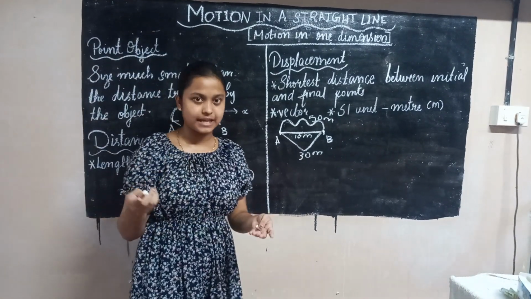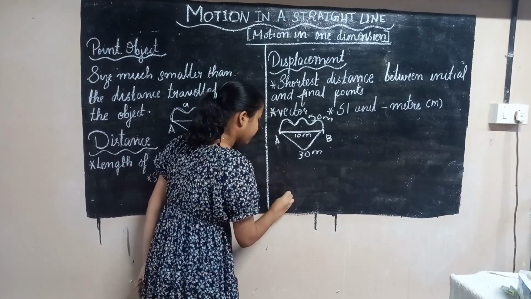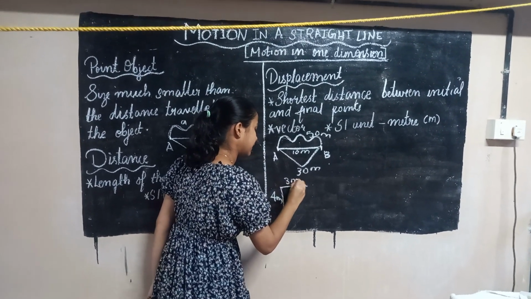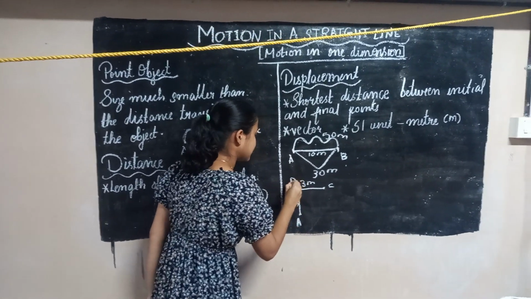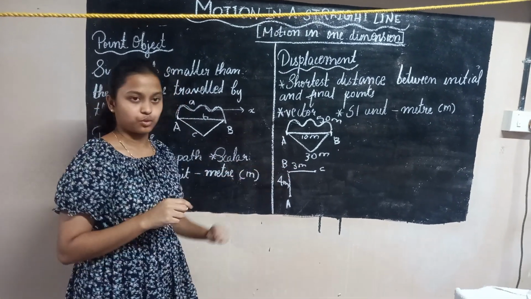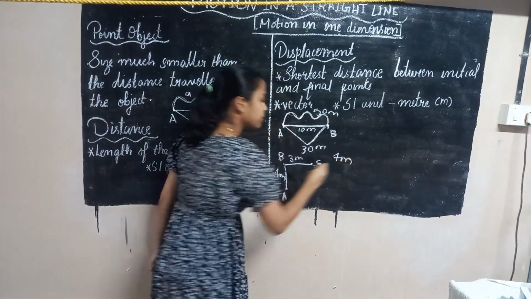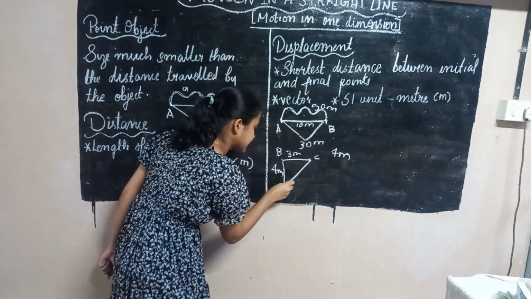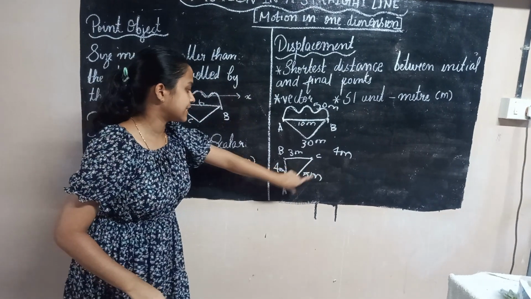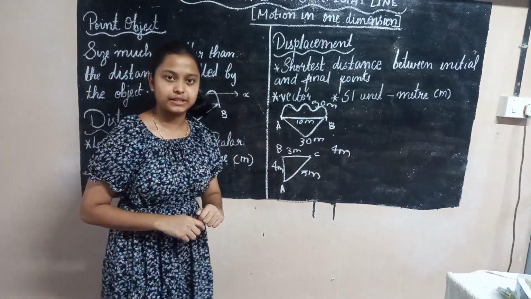Now we are going through some examples. A man started from position A, went north for about 4 meters, then towards east for 3 meters. This is C and this point is B. In this case, the distance travelled by the man is the sum of these two, the total path 4 plus 3, which is 7 meters. But the displacement is the shortest distance, which will be 5 meters. This is the displacement between A and C, and the distance the person has travelled is 7 meters.